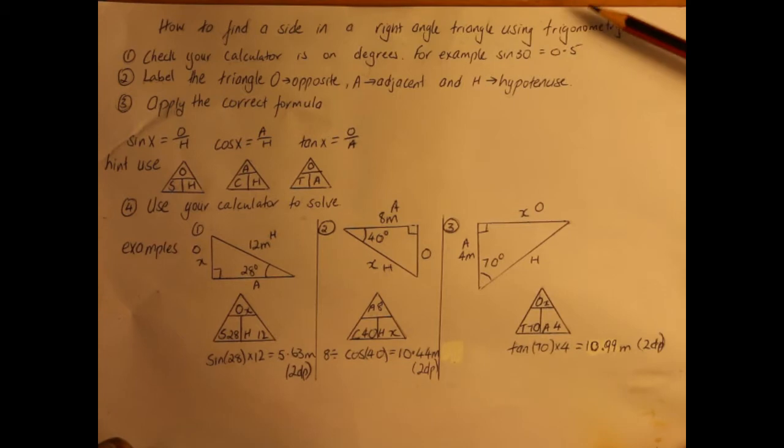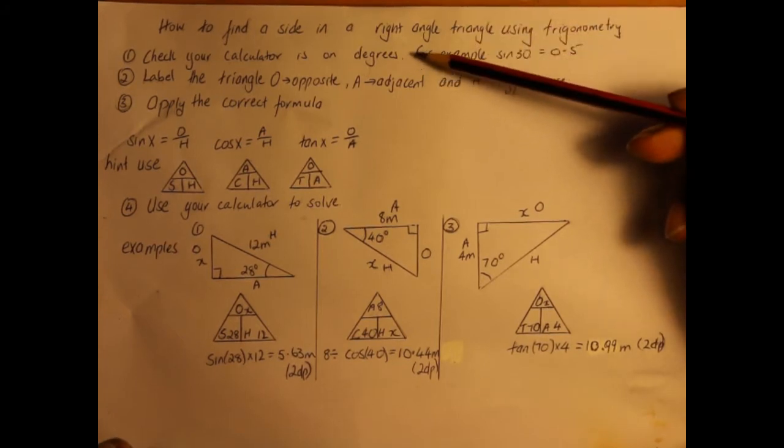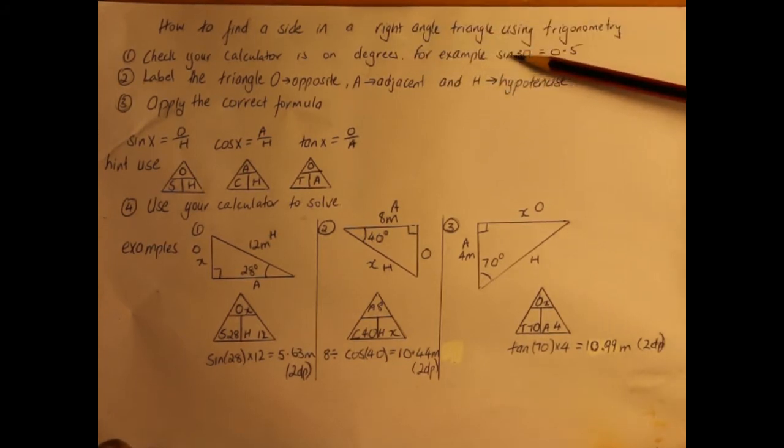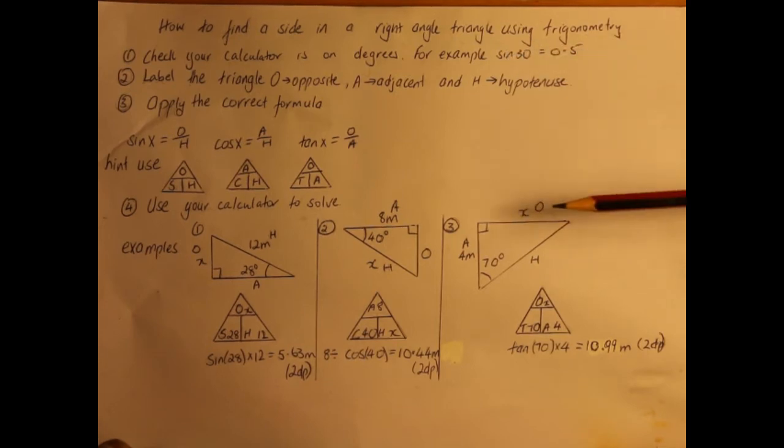To do this, your first step is to check your calculator is on degrees. A quick check is to do the calculation sine 30 equals, and you should get 0.5. If you don't, you have to put your calculator on degrees.